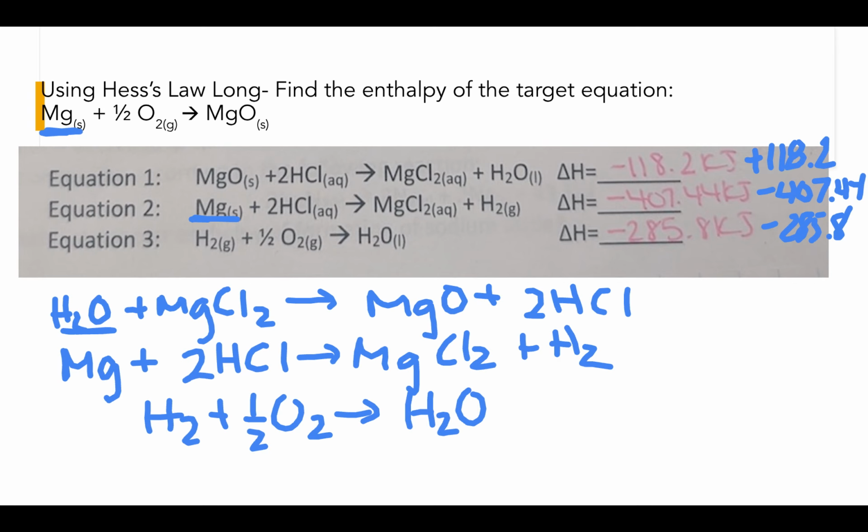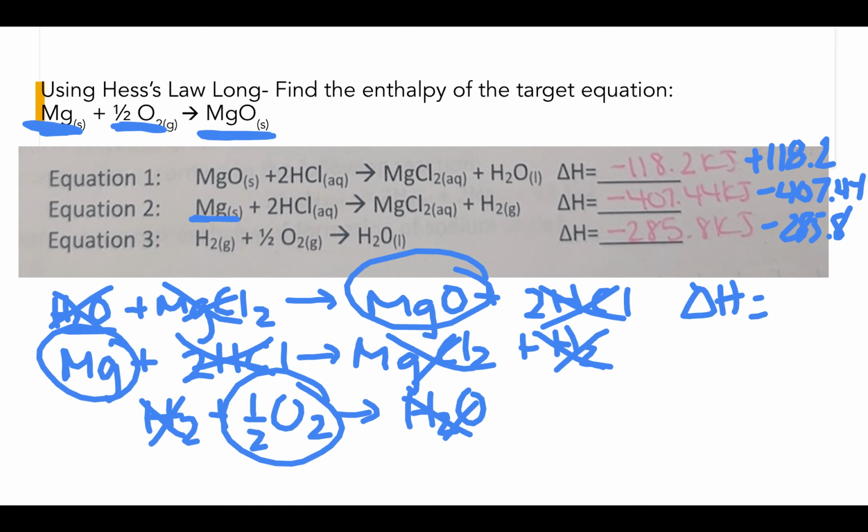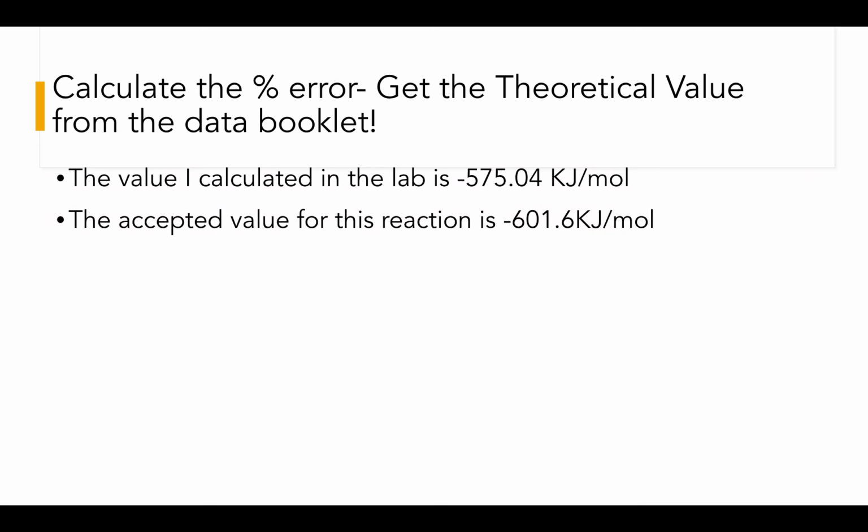So now things will start to cancel nicely, right? The water cancels, the 2HCl cancels, the hydrogens will cancel, and MgCl2 cancels. What you're left with is magnesium, which we have here, half an oxygen, which we have here, and your product, magnesium oxide. So that is what we would get if we added all 3 equations together with everything canceling. And then if we add all 3 equations together, we can also add in our delta H's. So if I do that from the previous slide and I added all my delta H's, this is what I would get, negative 575.04 kilojoules per mole.